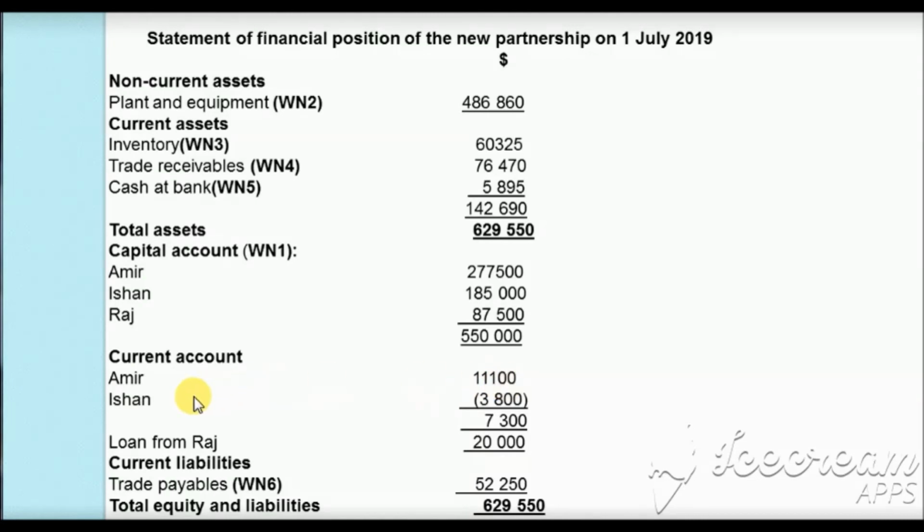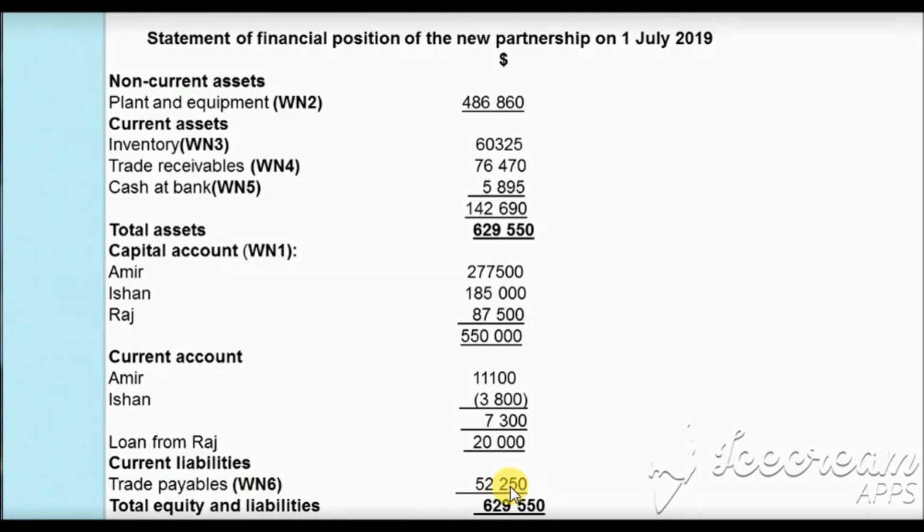Then current account balances, which was given in the information for Amir, it was $11,100, which was credit, and for Ishan it was debited, hence it is subtracted here. That is $3,800. When we subtract it from $11,100, we will get the balance as $7,300. Then there was a loan from Raj, which was $20,000, and the current liabilities, in which we have trade payables, which was calculated in the sixth working notes as $52,250.